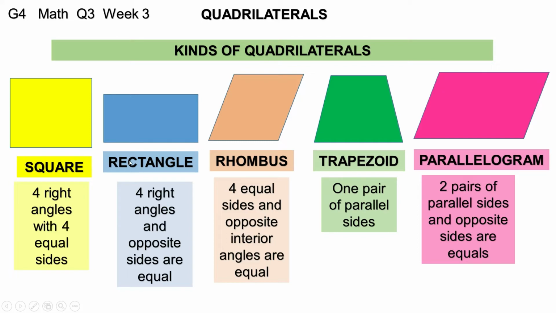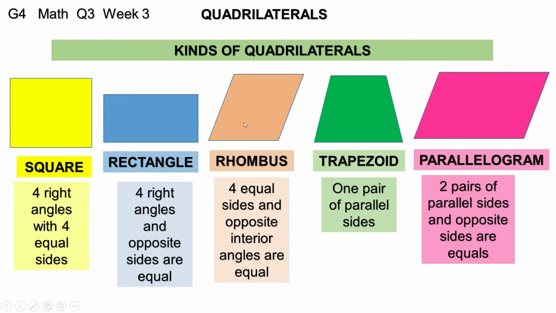The blue one is a rectangle. A rectangle has four right angles and opposite sides are equal. So, four right angles din siya. Dalawang opposite sides niya ay magkasing haba. Yan, ito. Tsaka ito, magkasing haba. Itong isa din sa taas at sa baba, magkasing haba.